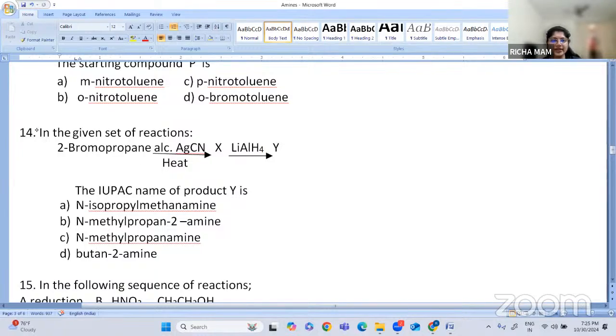Okay, let us see the 14th one. The 13th one we'll see in the next class. What do you have here? A set of reactions is given. Follow the set of reactions and write the answer. So 2-bromopropane: 1, 2 and 3, CH3-CH-CH3. 2-bromo means at the 2 position you have a bromo. So this is 2-bromopropane.